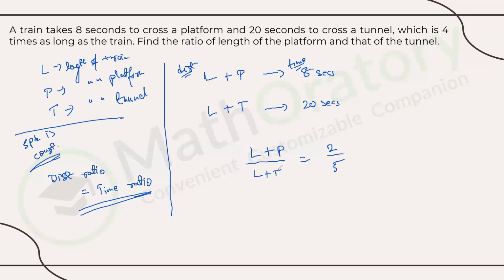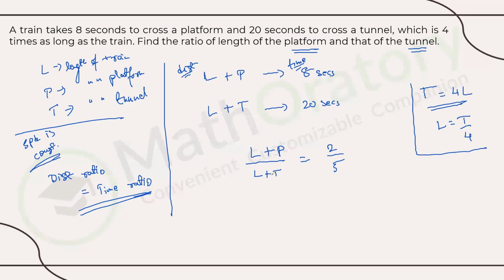Now, what you can further do is substitute T by 4L, or L by T by 4. So that is the relationship, right? The length of the tunnel is 4 times the length of the train. So you can substitute here. If you're using this method, I would suggest you do this, because the objective is to get a relationship between the platform and the tunnel's length. So that is a relationship between P and T. So rather eliminate L. Substitute L by T by 4 in both the cases, and then you can simplify. But this will be a little tedious to do.